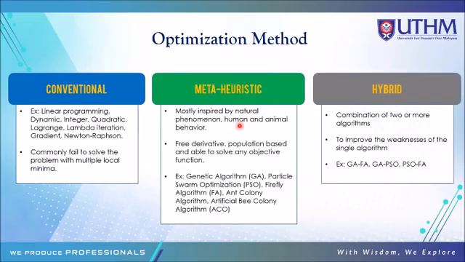And then the third category of optimization methods we can call hybrid. Hybrid means a combination of metaheuristic and conventional methods, or a combination of two or more algorithms. The main purpose is to improve on the weaknesses of a single algorithm. These are the available optimization methods in the literature. So in this short course we discuss particle swarm optimization, the fundamentals of particle swarm optimization.